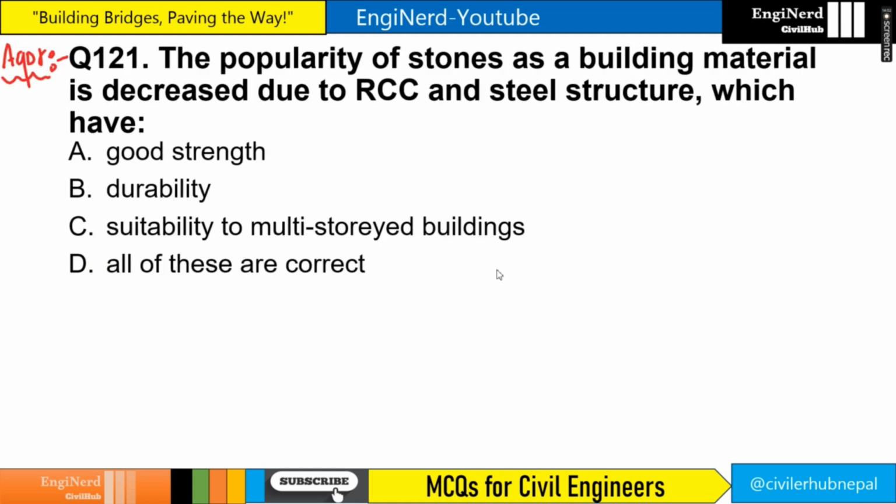So okay, from this onward, we are starting questions from above. Question number 121: the probability of stones as a building material is decreased due to RCC and steel structure, which have more strength, durability, and suitability to multi-story buildings. All of them are correct. So everything is correct, right? So our answer will be all of these are correct.